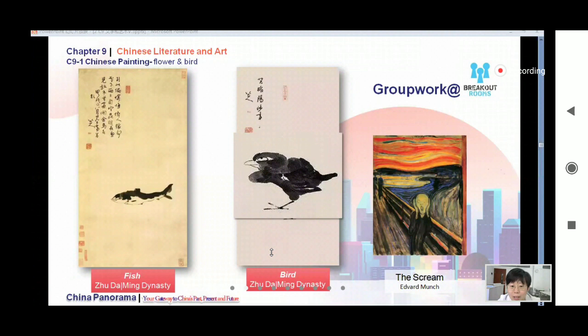Now let's go to the groups to discuss why the painter drew the birds and the fish's eyes like this. What do you think and what are your ideas? Okay, 5 minutes to go to the groups.